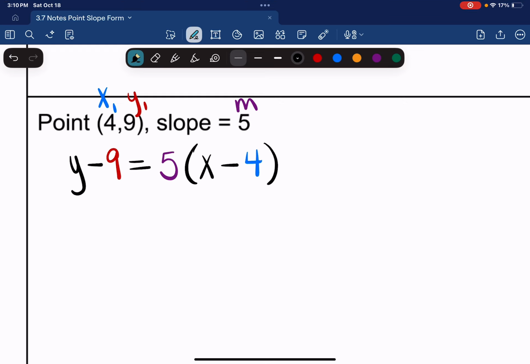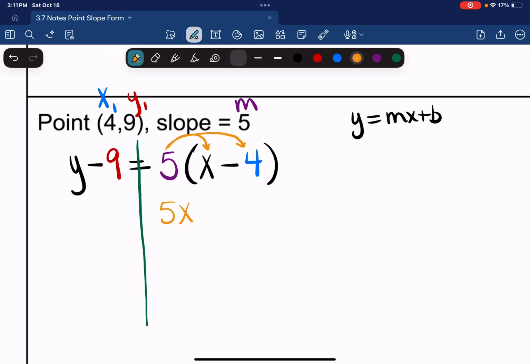Now, in order to write our equation in slope-intercept form, which is y equals mx plus b, we have to isolate our y value, and we also want to get rid of our parentheses. So let's go ahead and cut our equation down the middle, or in half, and work one side at a time. All right, so I need to get rid of these parentheses. So I've got to distribute this 5 into all values of these parentheses, right? So 5 times x gives us 5x, and then 5 times that minus 4 gives us our minus 20.